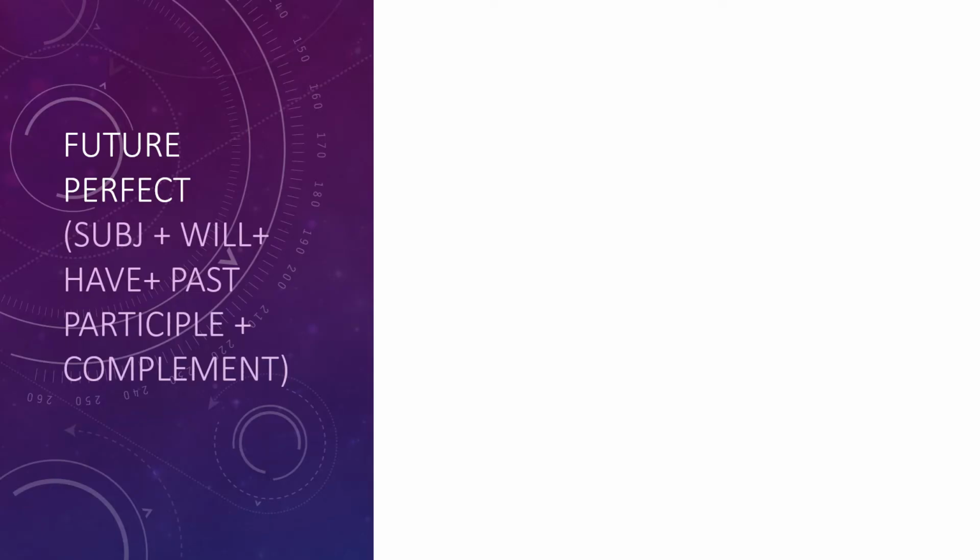Future perfect is composed of subject plus will, that is the particle that is going to imply future, plus have, the auxiliary for perfect tenses, plus the past participle as we have it in all the different perfect tenses, plus the complement. So the only difference with present perfect, for example, is the use of will. And always the auxiliary have is going to be in base form because it's following will.